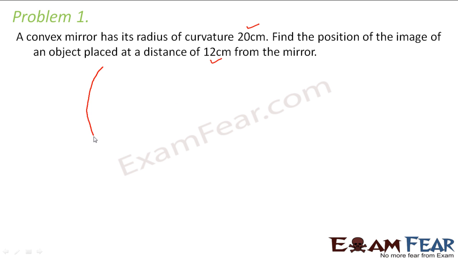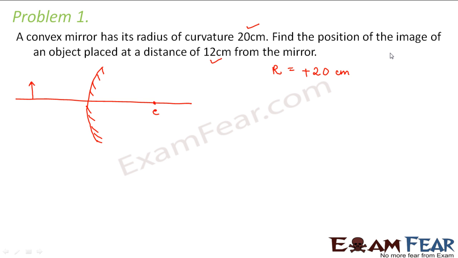So let us roughly draw a diagram. This is my convex mirror. Convex means the outside of the spherical surface is silvered, right? So you have an object placed in front of this mirror. The radius of curvature, that is capital R, is given as 20 centimeters. So what would be the radius of curvature of this mirror? It would be somewhere here, right? So it is on the right hand side, so it will be positive.